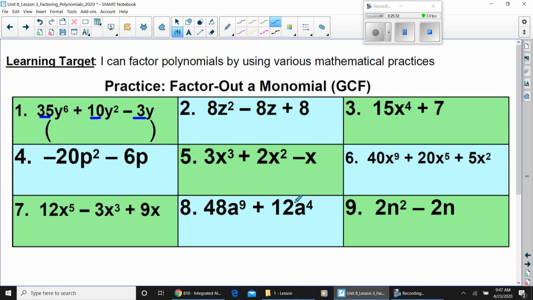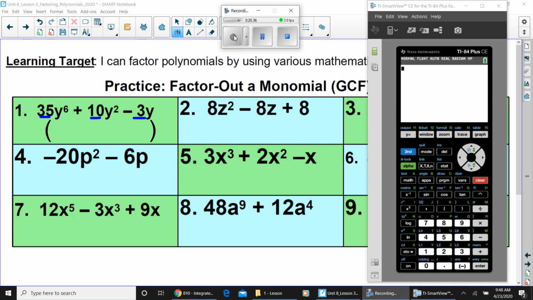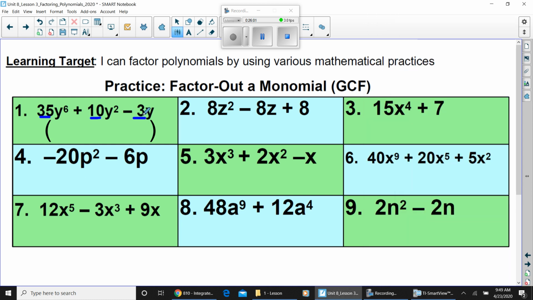If you're thinking that 3, I have to get my calculator up. I'm thinking that 3 might go in, but it doesn't. If I check really quickly, if 3 goes into 10, obviously it doesn't. If 3 goes into 35, it doesn't. So I know that's not a greatest common factor, and that means there is no number, as far as we can tell, that goes into 3, 10, and 35. So nothing gets pulled out. Now I'm going to go to the next to see if there's a greatest common factor with the y's, and there is. Y. That gets pulled out.